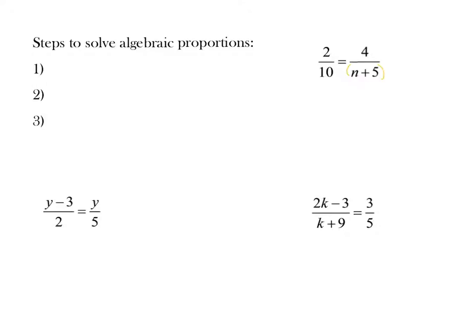So here are our steps. The first thing we're going to do is use cross products. So we're going to draw our little x in. We're going to say 2 times n plus 5. And notice that n plus 5 is in parentheses because it is a term. It goes together, equals 10 times 4. So that's our cross product.